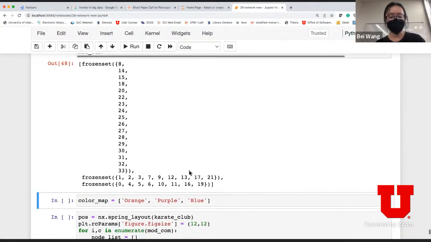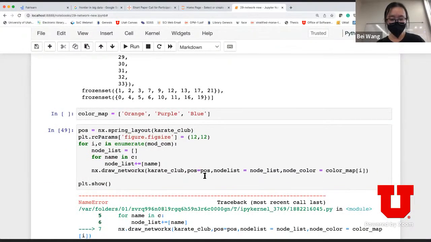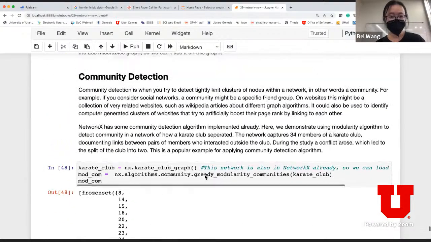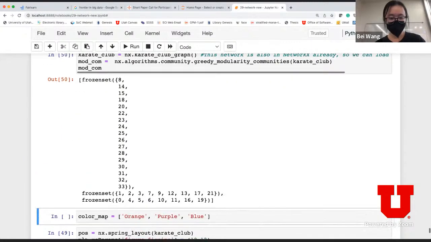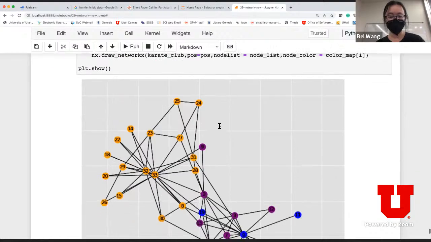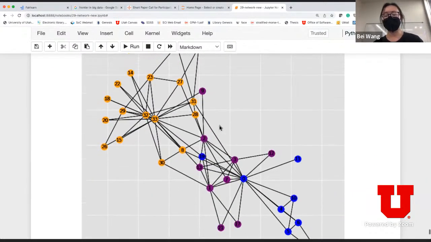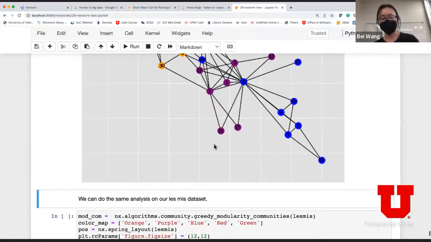And then this is the clustering result, but you can color the nodes based on it. Oops, what did I do? Did I forget to run certain things? Yes, let me see. Oh, yes, I forgot to specify the color, of course. Now you can see this is how 3 clusters look if I cluster using modularity-based clustering.